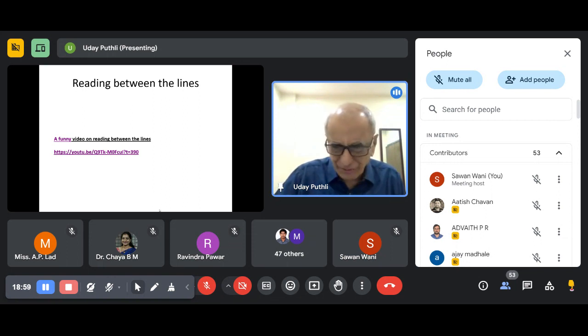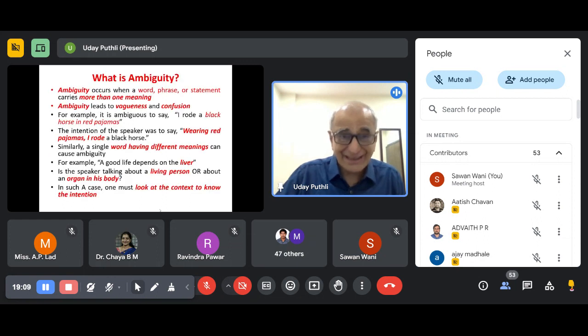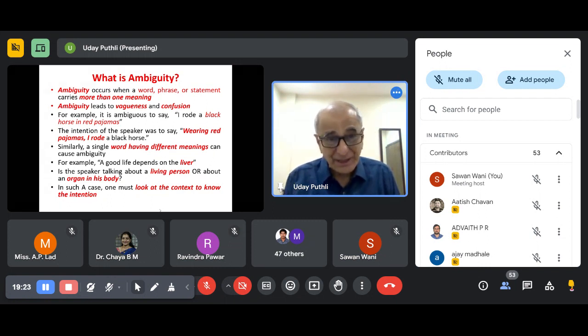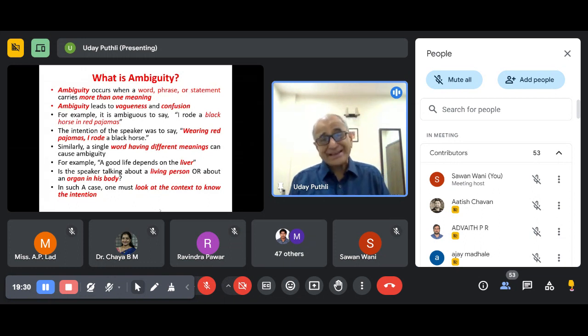Well, most of the time, such things do not happen in your scientific literature. But the kind of reading between the lines there is different. One of the main ways in which things are misunderstood, and you need to understand it the way the author wants, is by getting over what is called ambiguity. Now, what exactly is ambiguity? It is when a word or phrase or a statement carries more than one meaning.